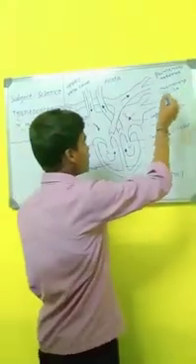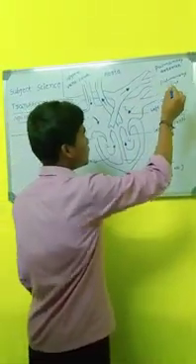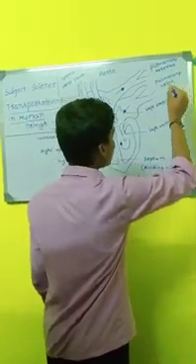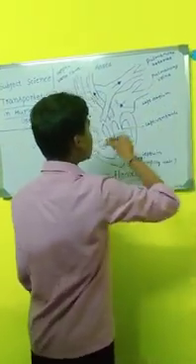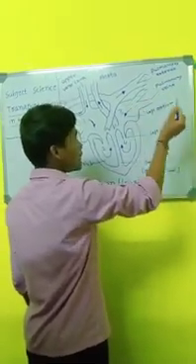Again, the blood enters into the left atrium through the pulmonary veins. The pulmonary veins carry the blood away from the lungs towards the heart. The oxygenated blood again enters into the left atrium.